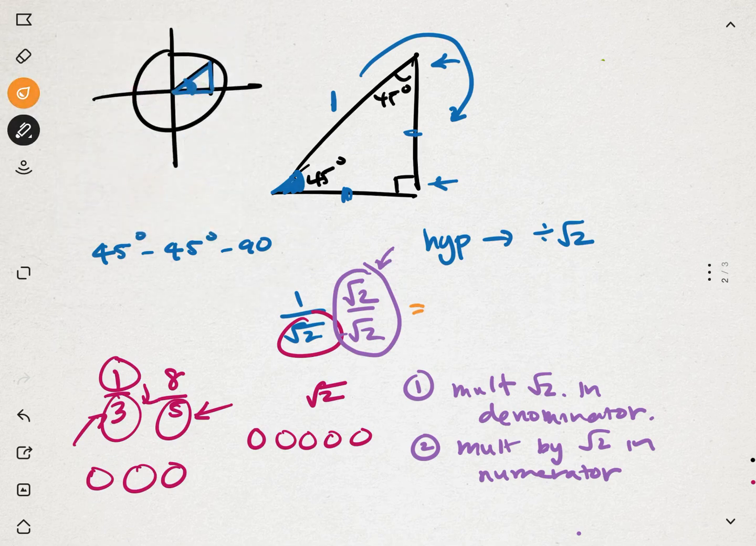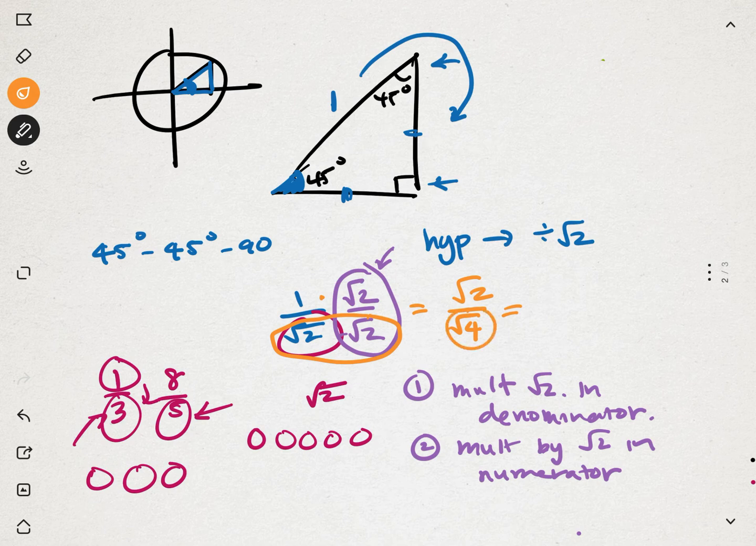So the whole reason we did this is because square root of 2 times square root of 2 in the bottom is square root of 4. Now keep in mind you can skip this step once you get good at it. And then in the top, 1 times radical 2 is radical 2.